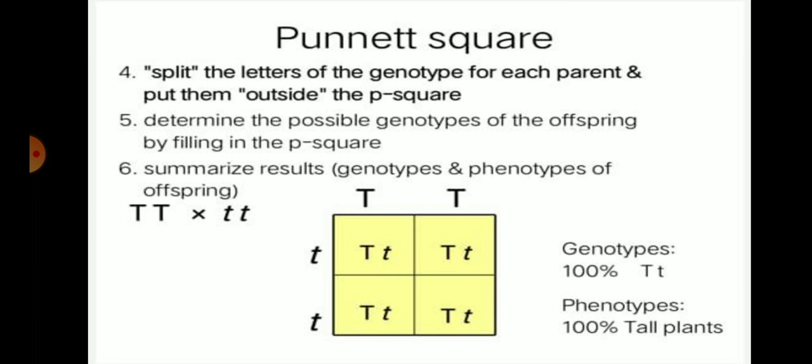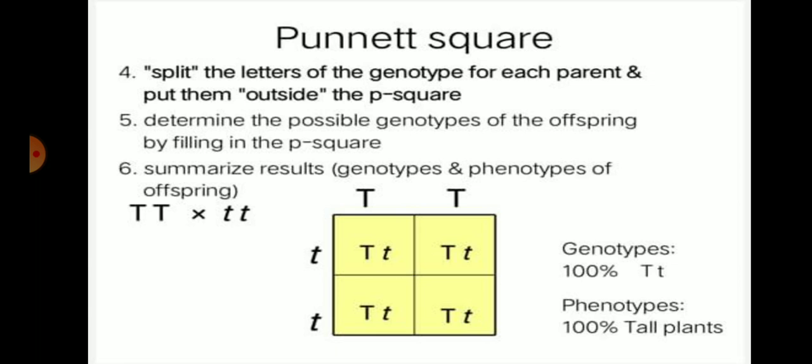The next step is to split the letters of the genotype for each parent and put them outside the Punnett square. So we put the parental genotype on the sides of the Punnett square. Here we put capital T, small t, and small t. It is easy to determine the possible genotypes of the offspring by filling in the Punnett square.